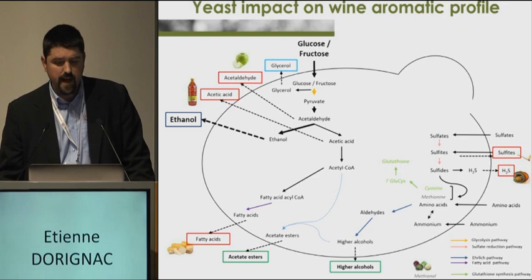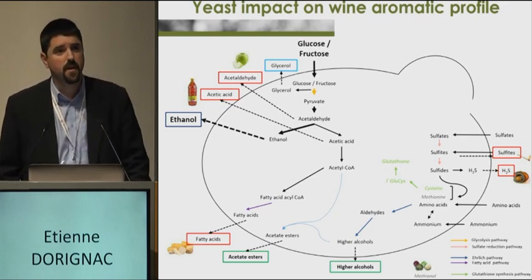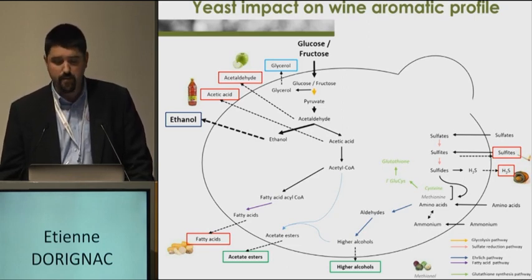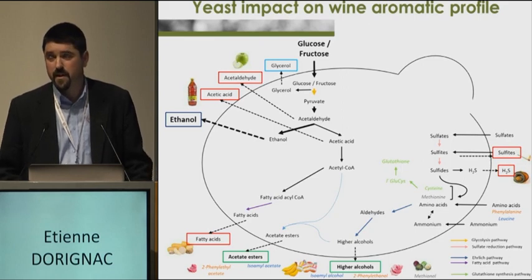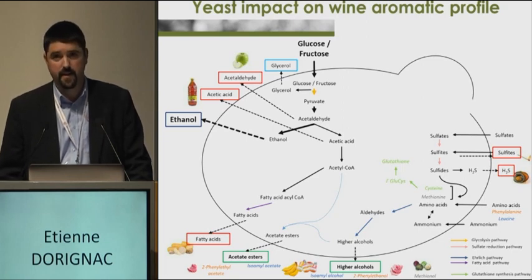Anyway, from the acetyl-CoA and the higher alcohols, the yeast is able to produce acetate esters that have a strong, powerful impact on the aromas. And these esters can come from different amino acids: phenylalanine will produce 2-phenylethyl acetate, and leucine will produce isoamyl acetate, which are key compounds.